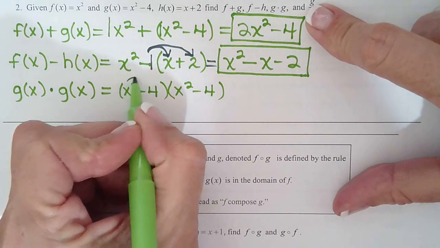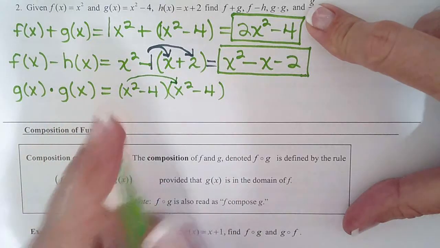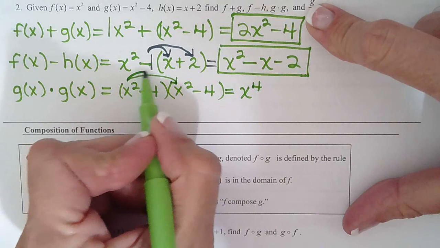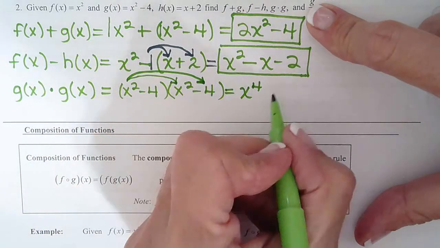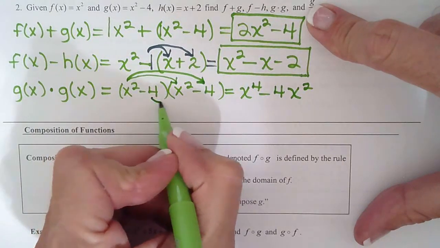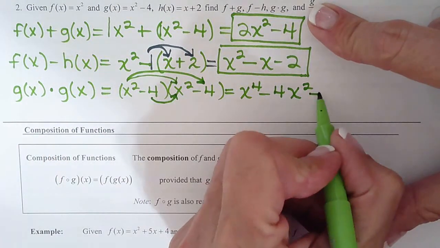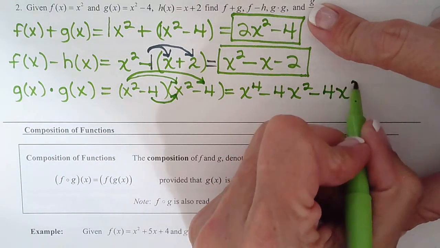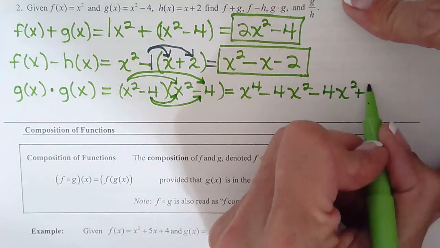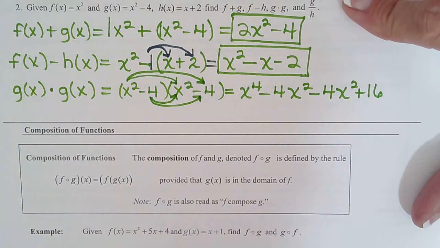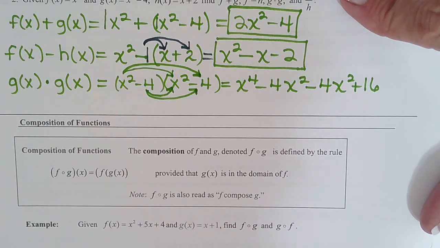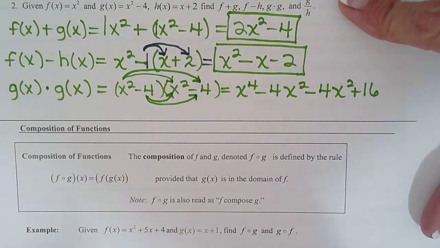Foil! So from first, we get x to the 4th. From outer, we get negative 4x squared. From inner, we get negative 4x squared. And from last, we get positive 16. Notice the middle terms do not cancel. They're not opposites, so don't cancel those.